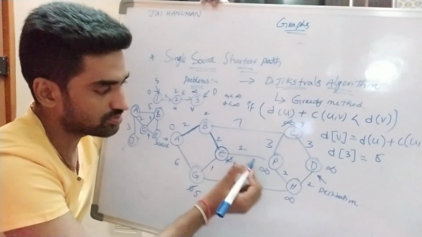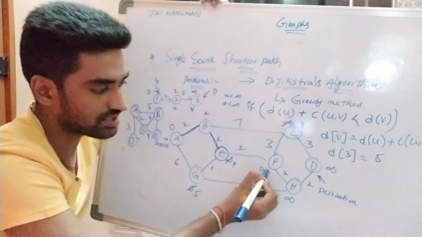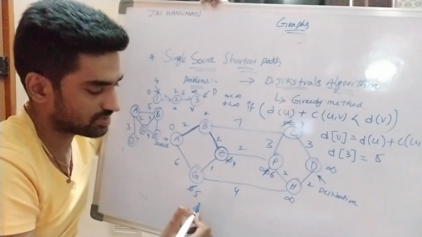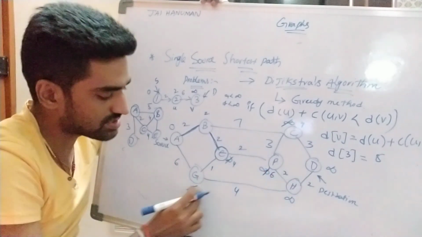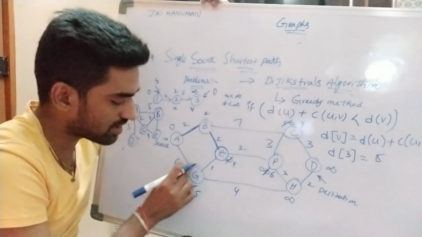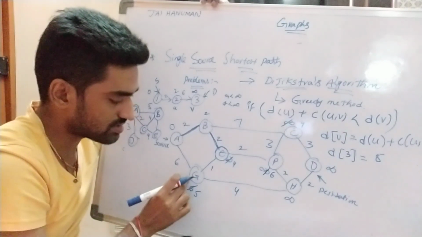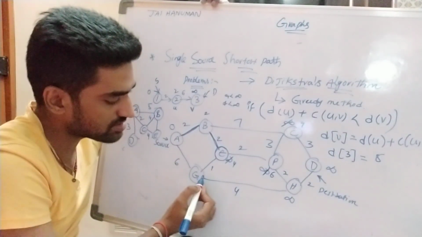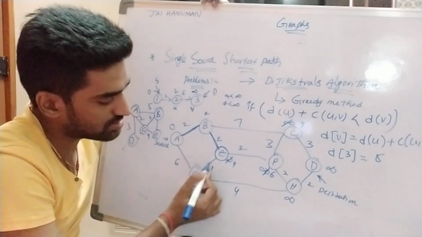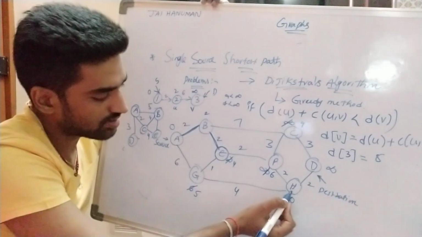Here 4 plus 2 is 6. 6 is less than infinity, true. So we are updating 6, right? Among those, which one is the least one? 5, right? So I am choosing vertex G. What are the possible adjacent vertices for G? G to E, G to H, right?